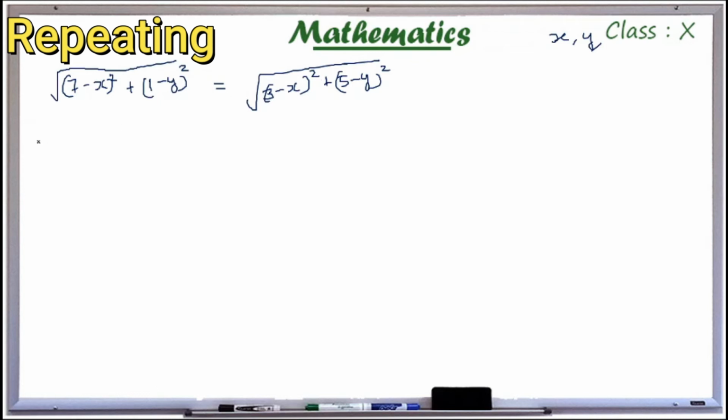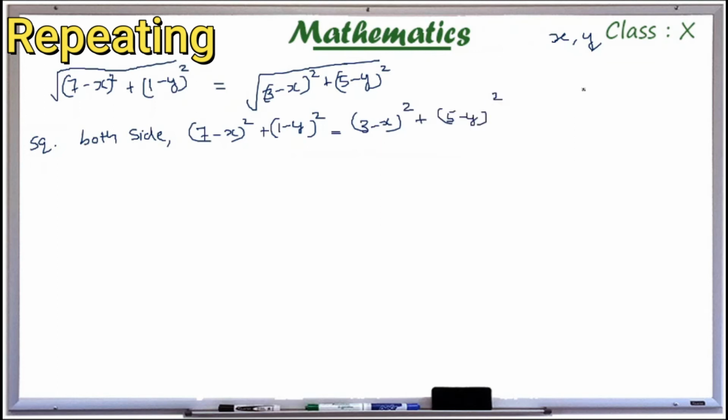So before that we have to remove this root symbol. For that I have to square both sides. While squaring both sides I will get 7 minus x all square plus 1 minus y all square is equal to 3 minus x all square plus 5 minus y all square. So these are all of the form a minus b all square is equal to a square minus 2ab plus b square.